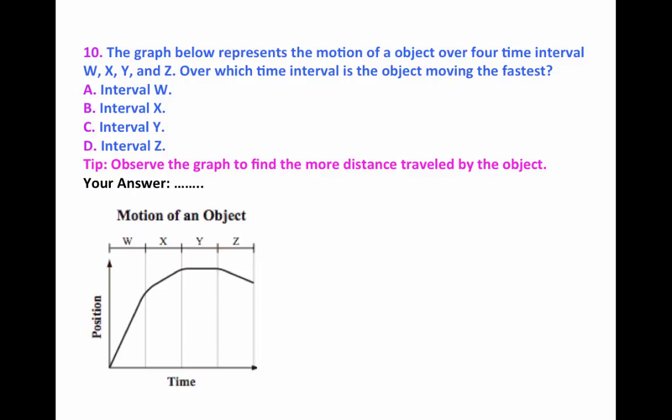The graph below represents the motion of an object over four time intervals: W, X, Y, and Z. Over which time interval is the object moving the fastest? Interval W, interval X, interval Y, interval Z. Tip: observe the graph to find the greater distance traveled by the object. Check your answer.